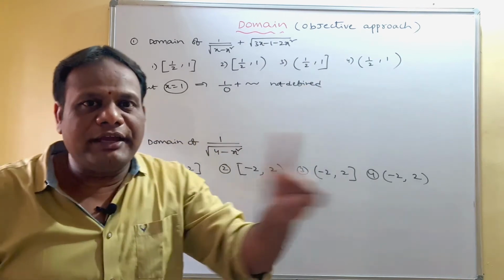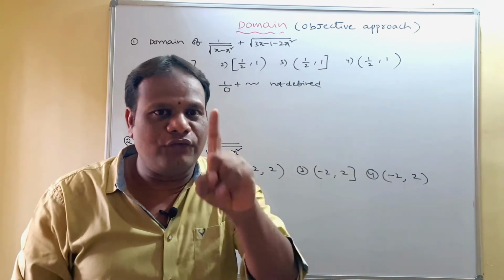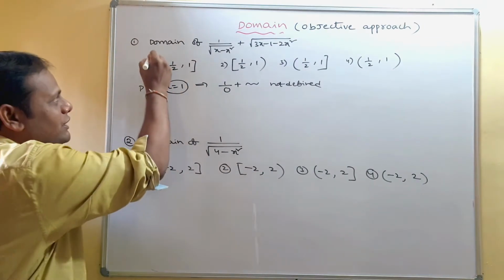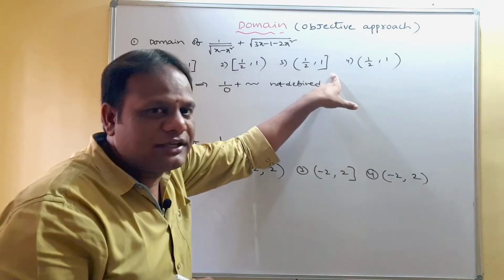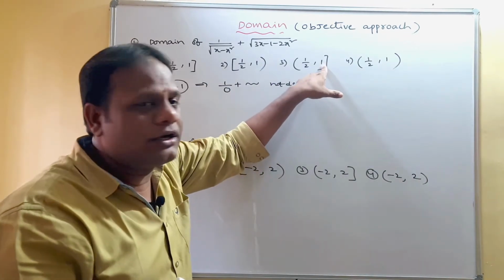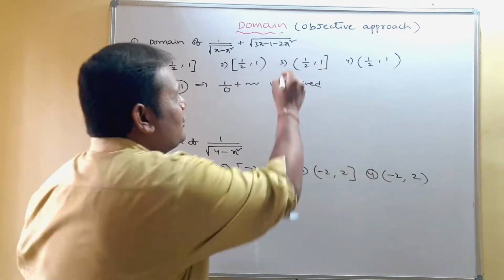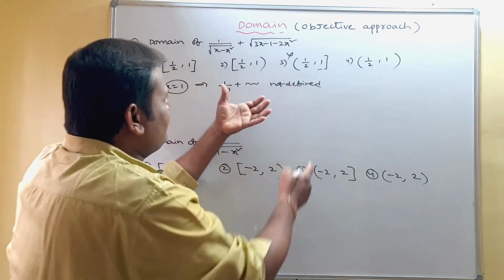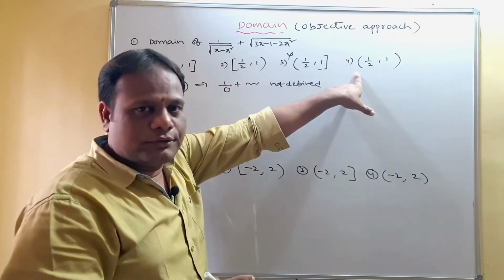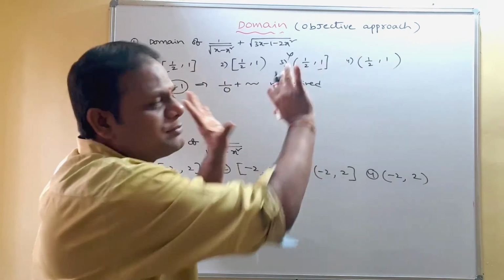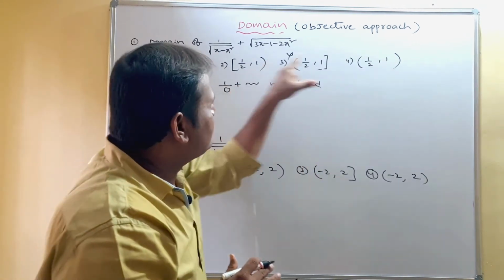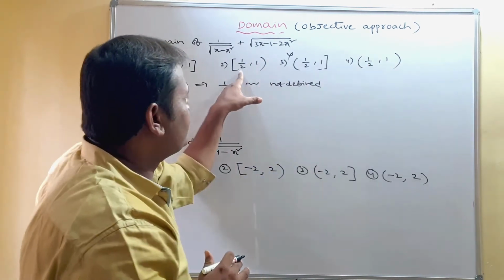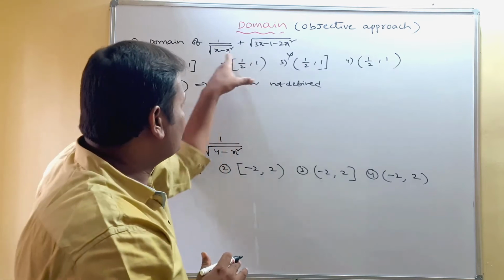So, in the domain, there is no 1. But here we have 1, because of the closed bracket. So, it is wrong. Observe the third option. The third option also has x equal to 1. So, it is also wrong. Did you understand? Now, we are left with only two options, second and fourth. Observe the difference between these two options. Here there is no 1, here also there is no 1. Here there is no 1 by 2, but here we have 1 by 2. Why? Because of the closed 1 by 2.